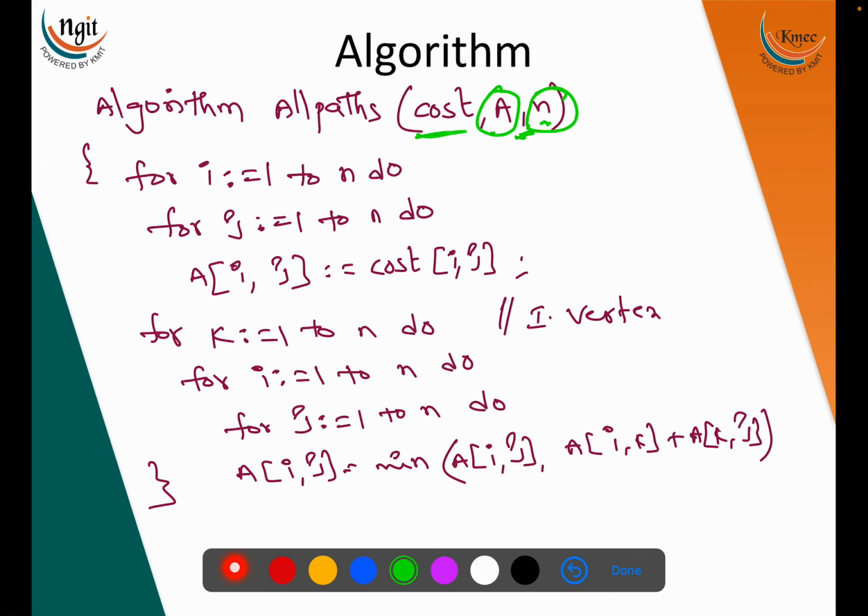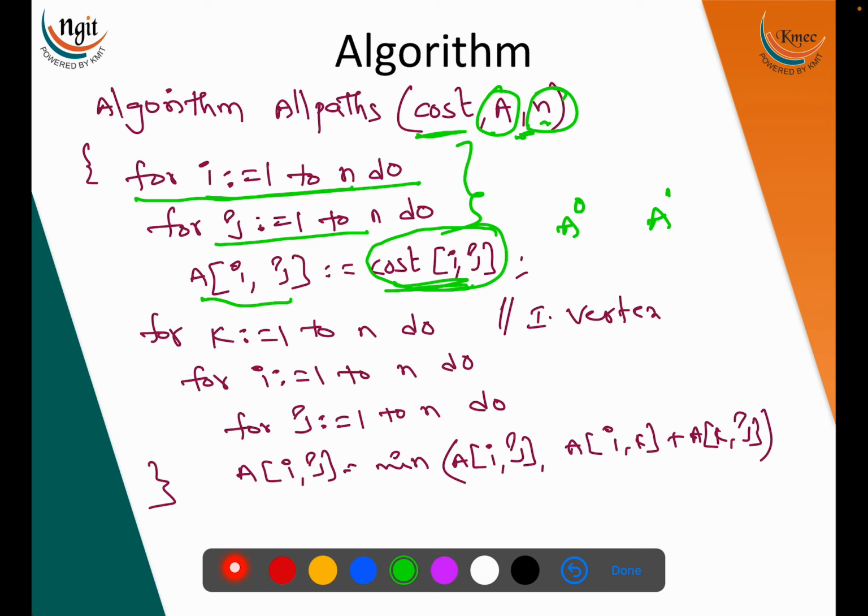Now we already know that to represent a matrix we need for loops, right? For i is equal to 1, the outer loop is for rows and the inner loop is for columns. So A of i, j is equal to cost of i, j. So we'll represent the graph with the cost adjacency matrix. Once you know the cost adjacency matrix, which is A naught, from A naught you have to get A1. From A1 you have to get A2. From A2, A3. From A3, A4. So this sequence of decisions, after you generate each matrix you have to take a decision, right?